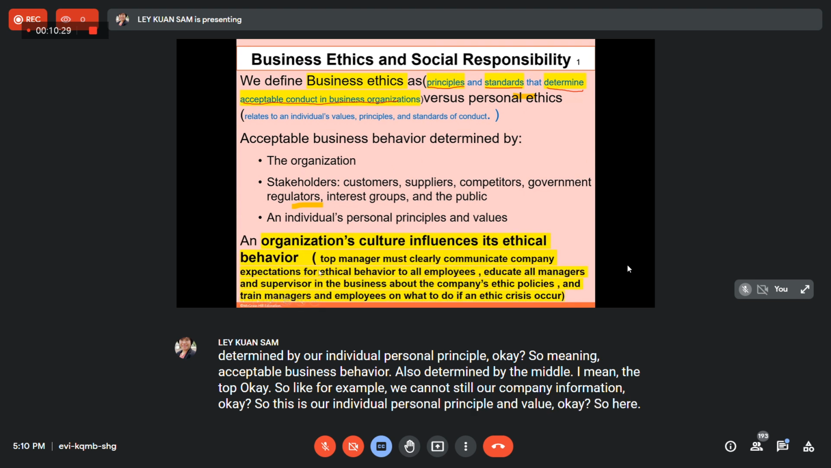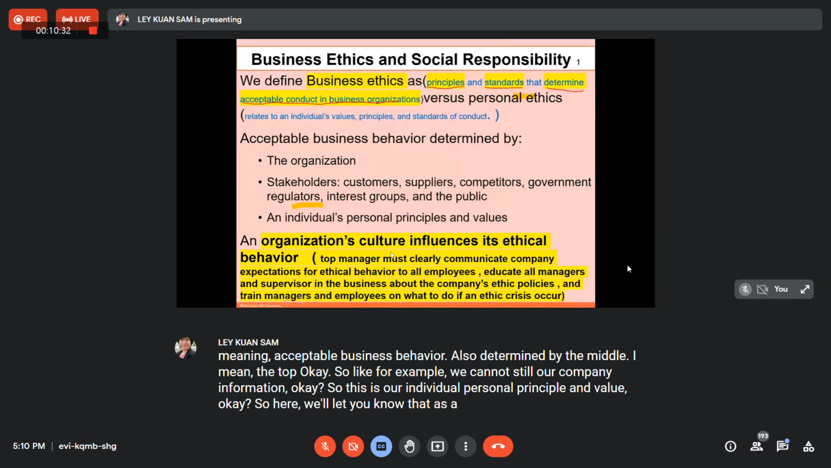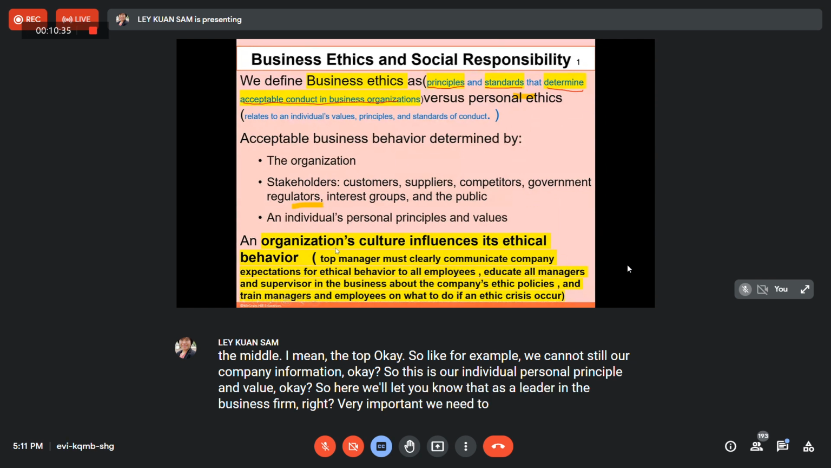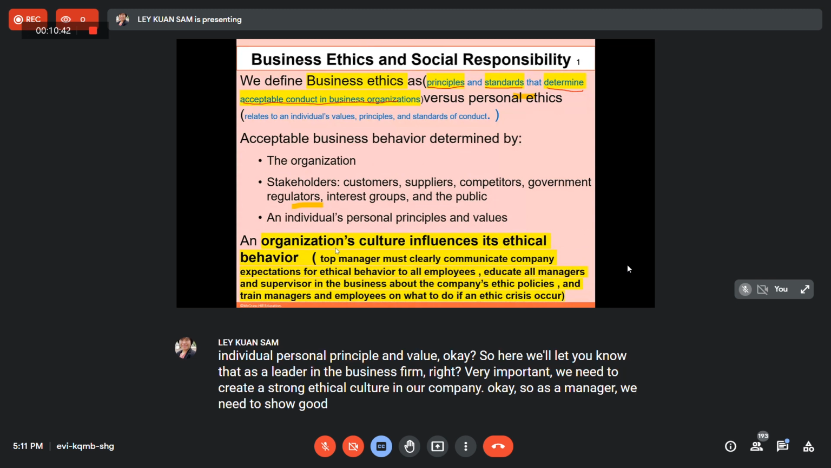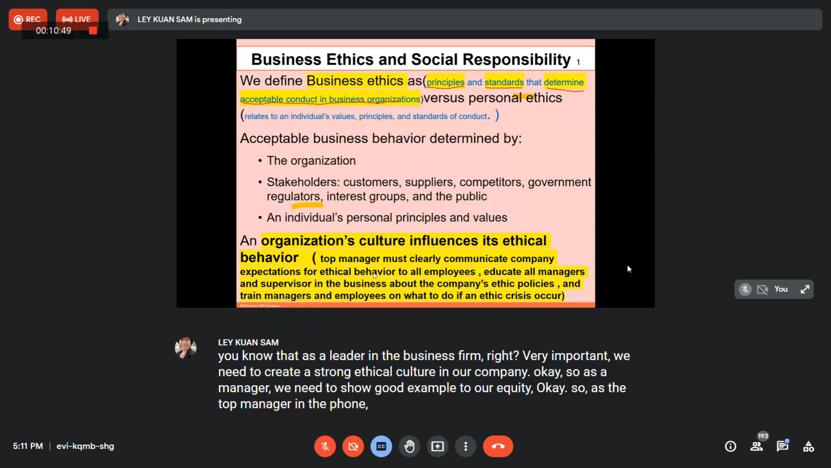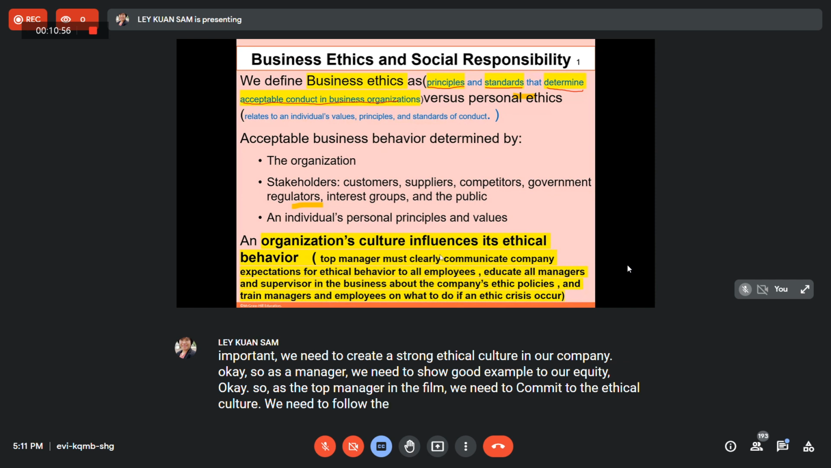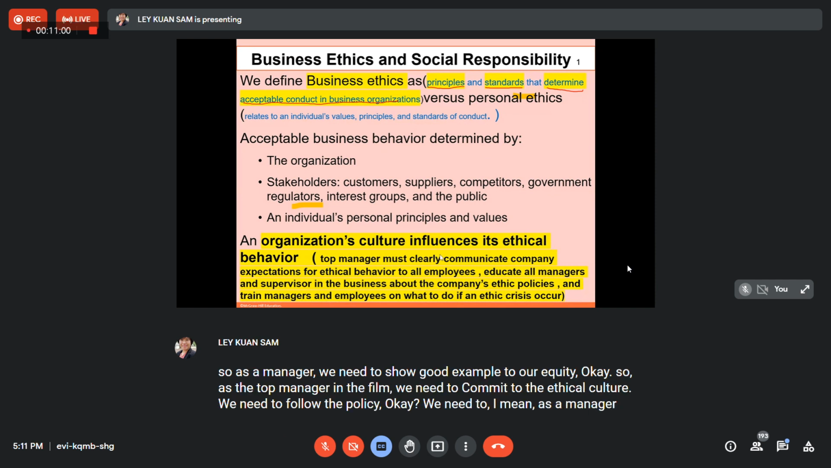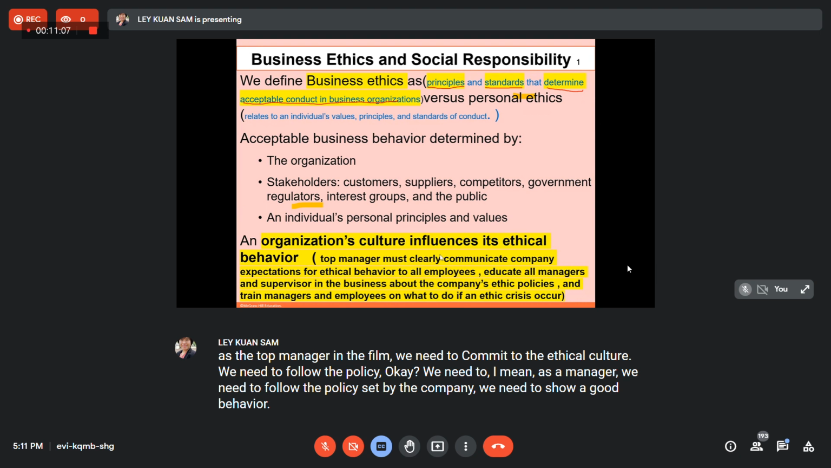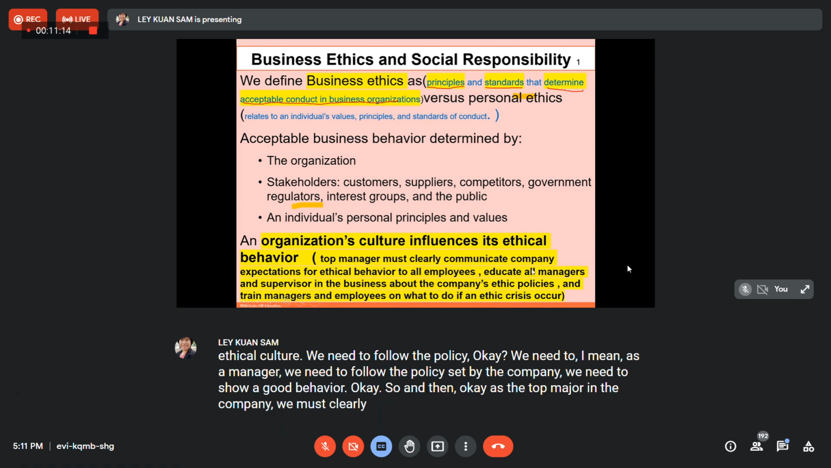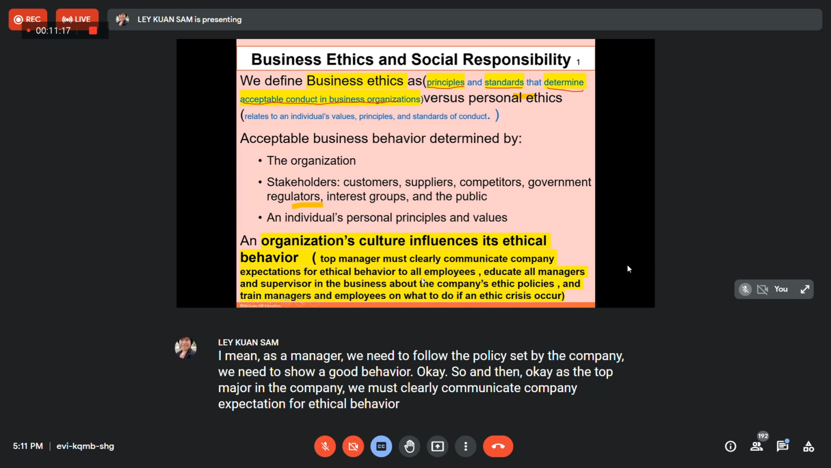So here we'll let you know that as a leader in the business firm, it is very important that we create a strong ethical culture in our company. As a manager, we need to show a good example to our employees. As a top manager in the firm, we need to commit to the ethical culture. We need to follow the policy set by the company. We need to show good behavior. As a top manager, we must clearly communicate the company's expectations for ethical behavior to all the employees.